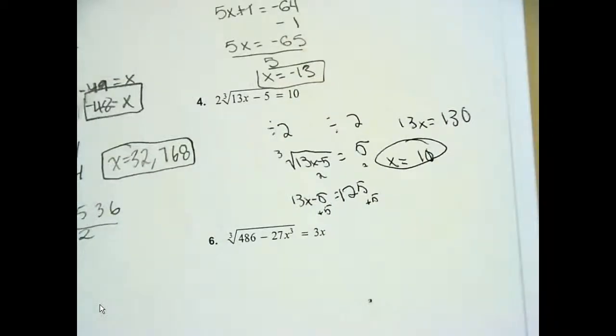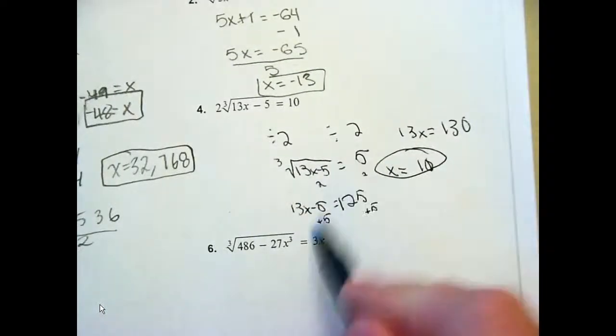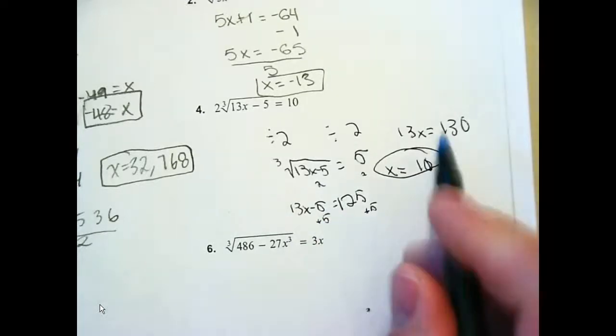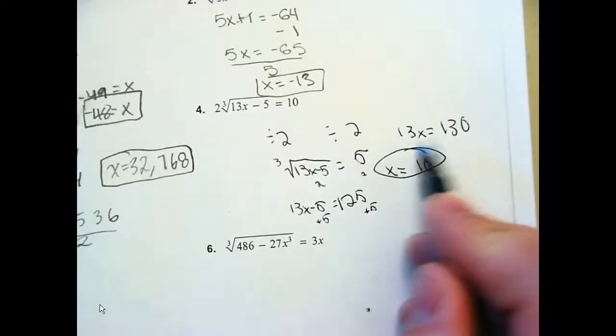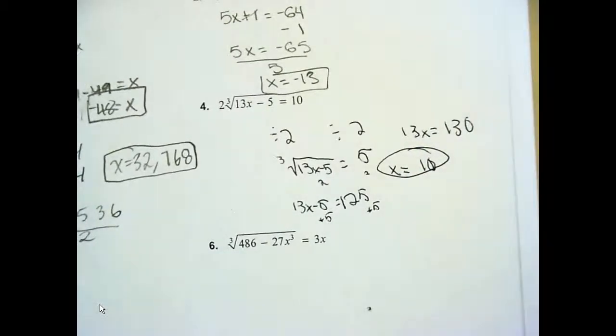Right there. All right, well, let's check number 4. Number 4, first step, Zach, divide by 2. Well done. So it gets a 5 and cube root of 13x minus 5. And then from there, we'd have to cube that. So we get 13x minus 5 is equal to 125. Add 5, you get 13x equals 130. Divide by 13, and x is 10.